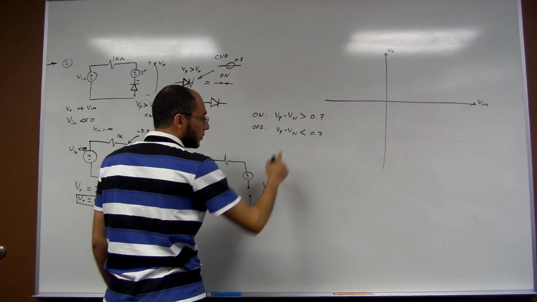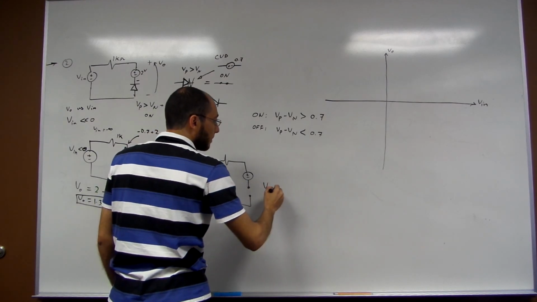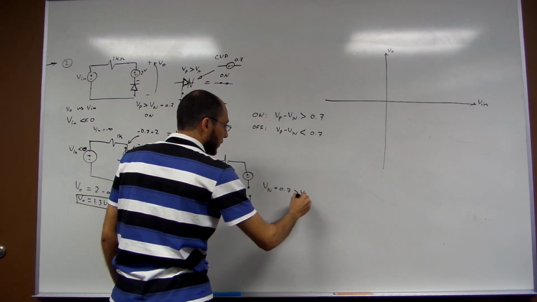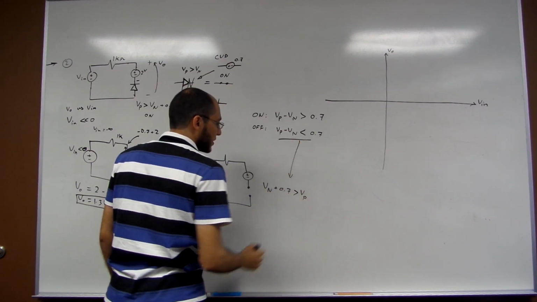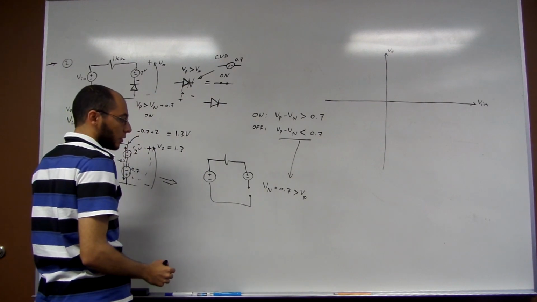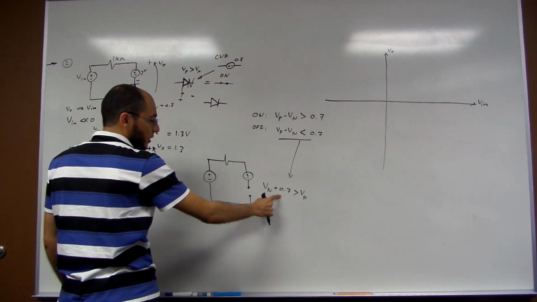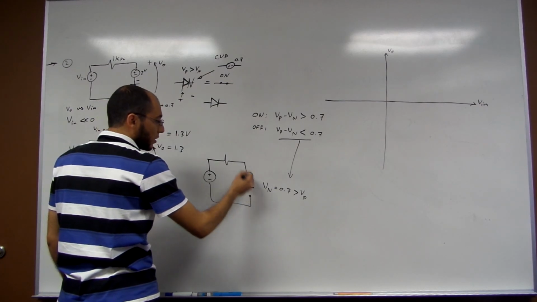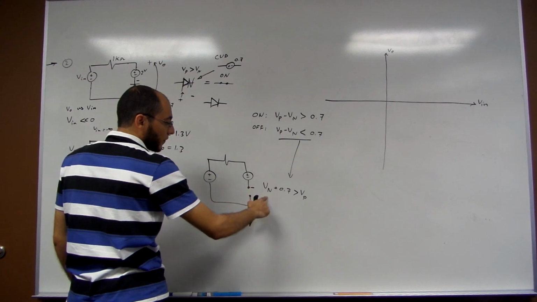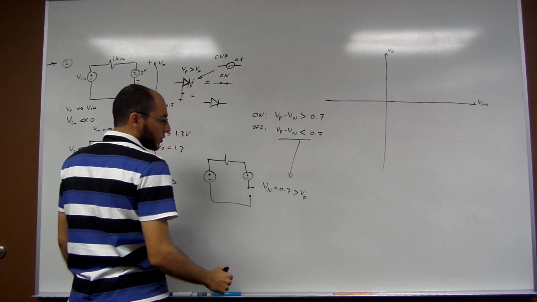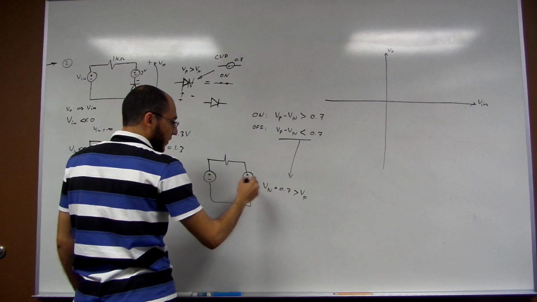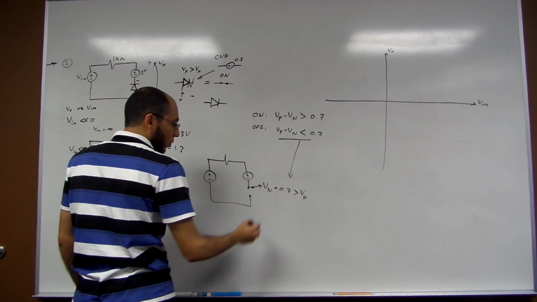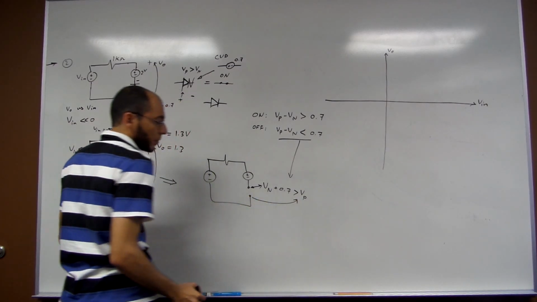So Vn plus 0.7 is greater than Vp. This is the same as this equation. So when is this value greater? I need to find a way to map this circuit to this equation. I want Vn plus 0.7 to be greater than Vp. What is the value of Vn? That is the value of Vn. What is the value of Vp? This is the value of Vp.